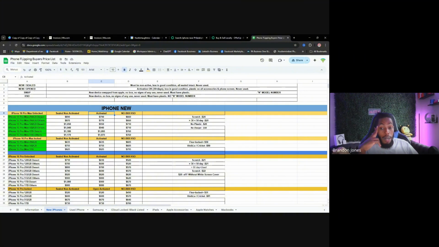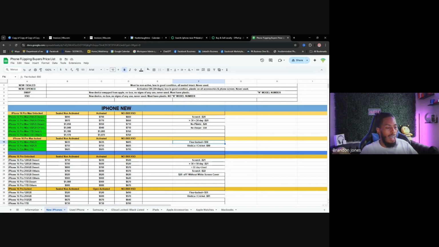If there's no charger in the box, it's a -10. Now you'll also see flex equals locked. That is a flex phone. Flex phones are phones that are bought at kiosks, so Sam's Club, Costco, those types of places. Walmart too. When you get a phone there, it's not a phone that's from a carrier's possession. It's a flex phone. Okay.